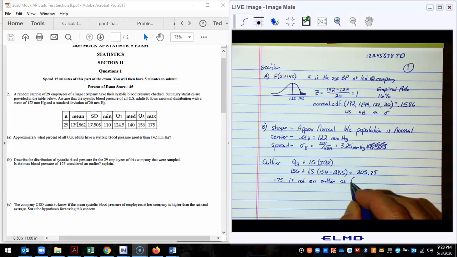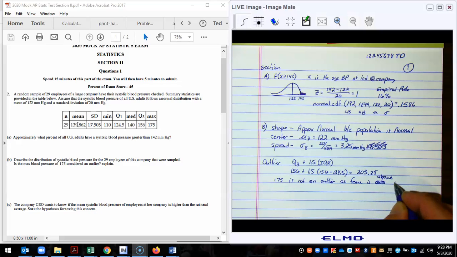The upper fence is outside, above the max value.